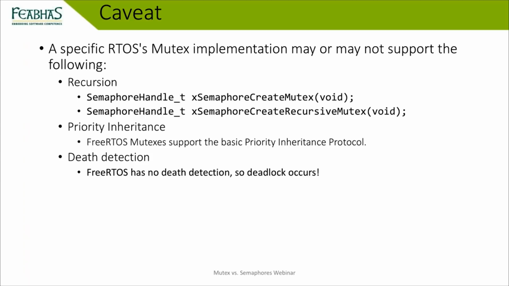FreeRTOS supports the basic priority inheritance protocol, as do most real-time operating systems, such as VxWorks, Nucleus and ThreadX, etc. So I'd say it's a very, very common model today. And I certainly wouldn't use a real-time operating system that didn't support some form of priority inheritance today. That would be a very, very risky thing to do.